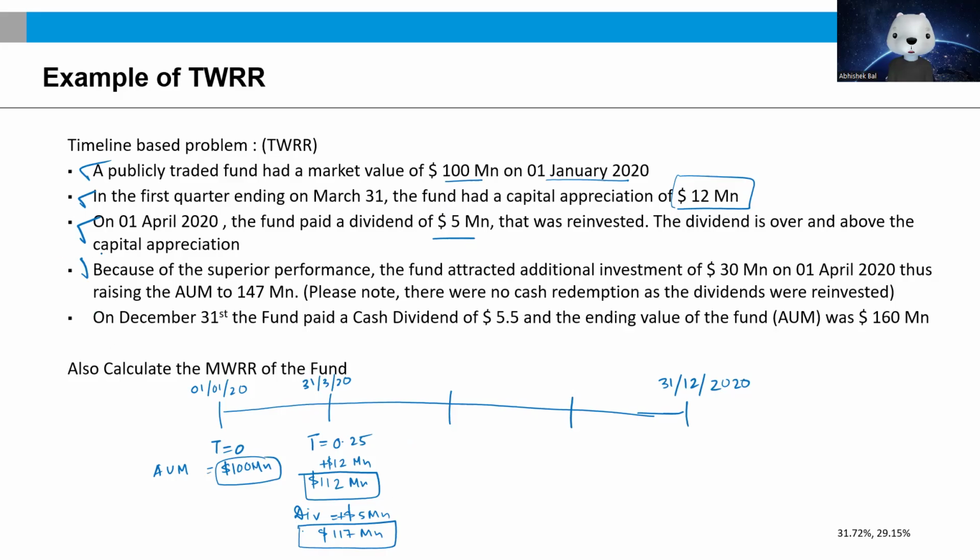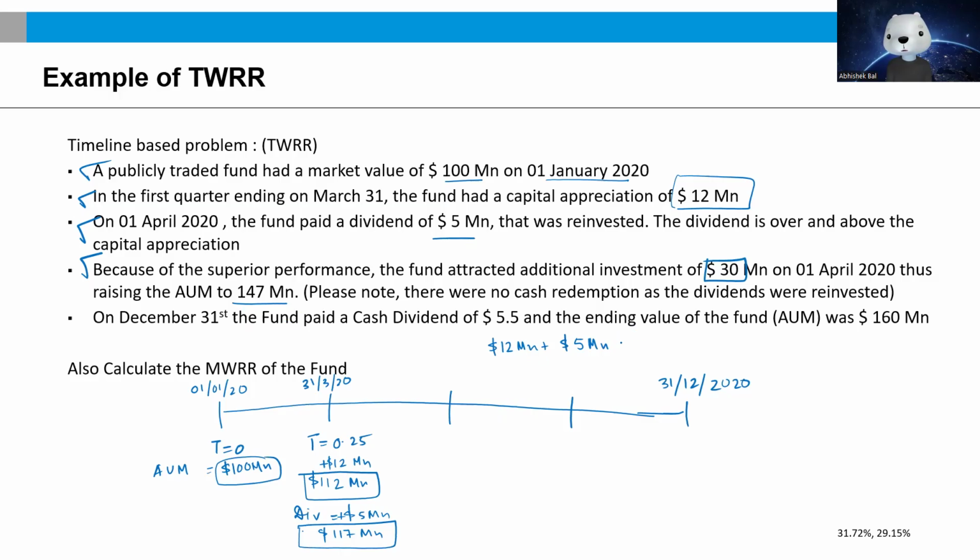Now, because of this superior performance, the fund attracted an additional investment of $30 million on 1st of April itself, thus raising the AUM to 147. Where this 147 came in, so we had already declared the 12 million of capital appreciation. We had a declared dividend of 5 million, which was again reinvested because none of the investors perhaps would have actually voted for the dividend being cashed out.